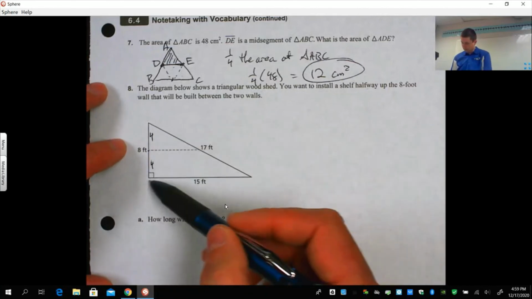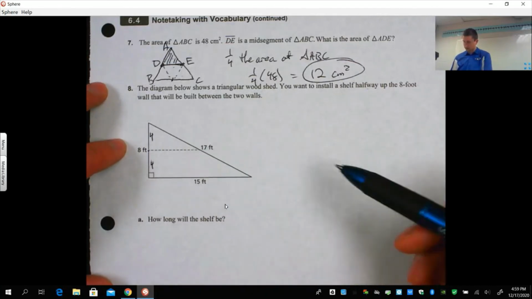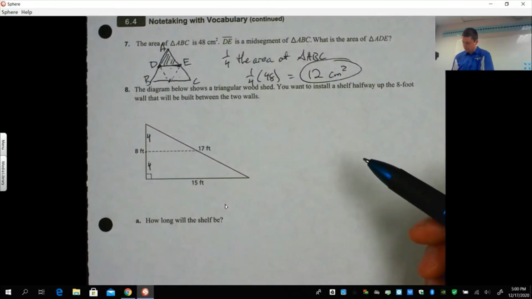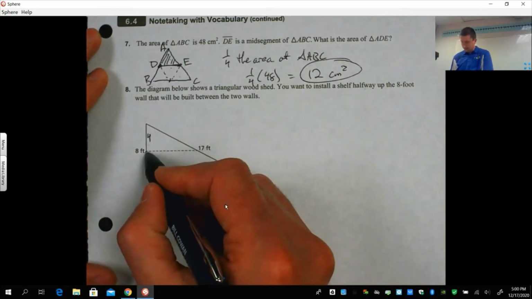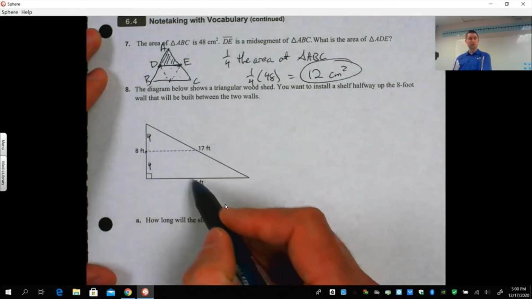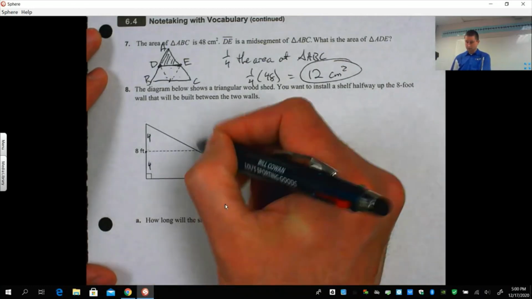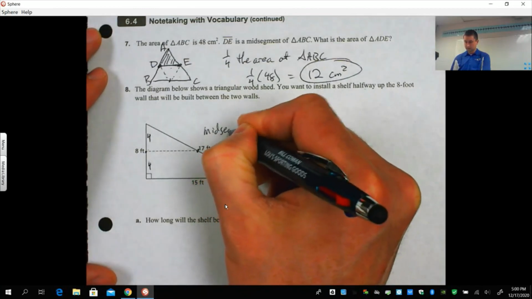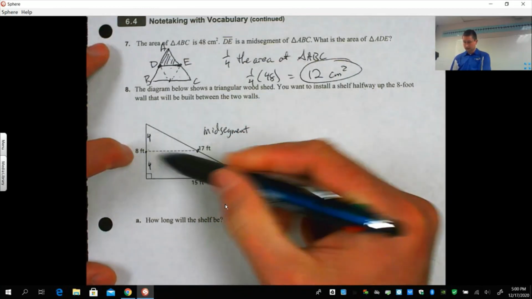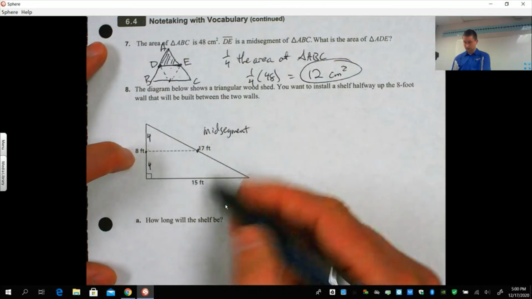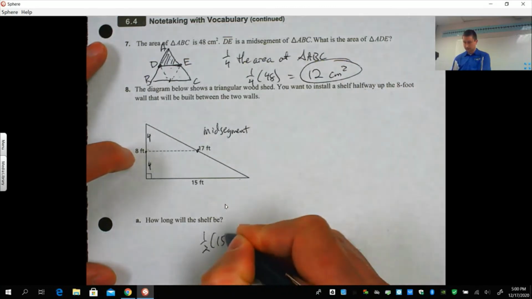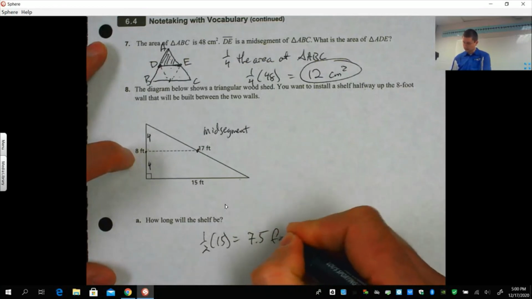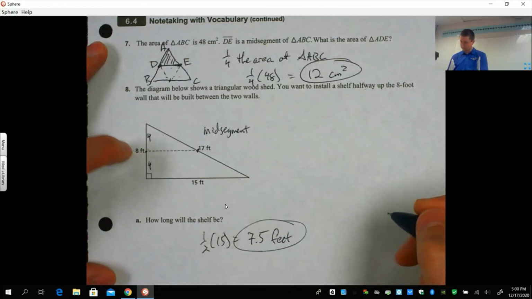So we have 15 foot here, 8-foot wall, and then 17 foot. This is a lovely woodshed here. How long will the shelf be? Okay, well, if this is halfway up, you would want it parallel to this side, which makes this another midpoint. So what we have here is a midsegment. So if this is going to be 15, this is going to be 1/2 of 15, which is 7.5. Okay, so 7.5 feet is how long your shelf should be.